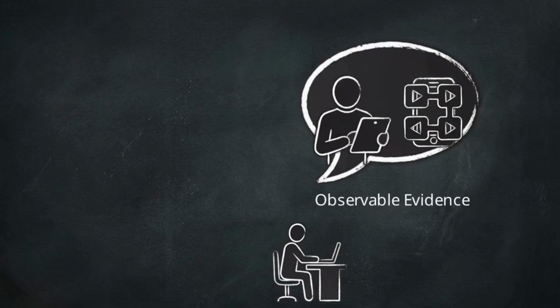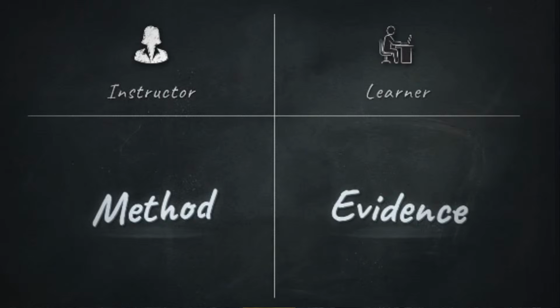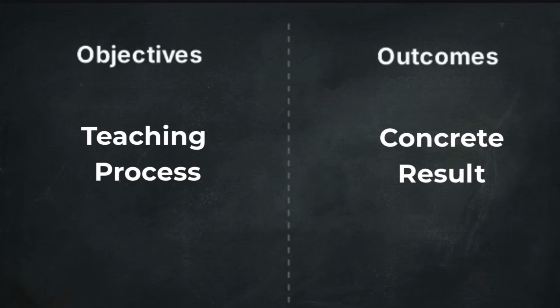The internal knowledge is now visible. The student is proving their comprehension by applying it to an everyday situation. Placing these two definitions side by side highlights the boundary between instructional input and student output. Objectives map to the teaching process. Outcomes map to the concrete results.